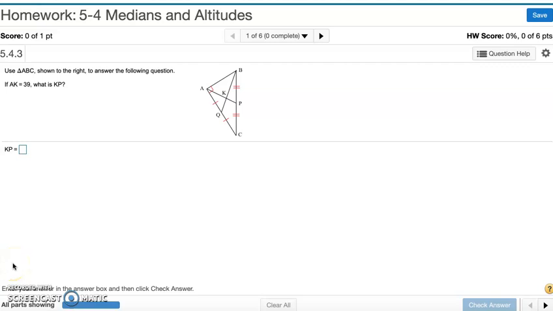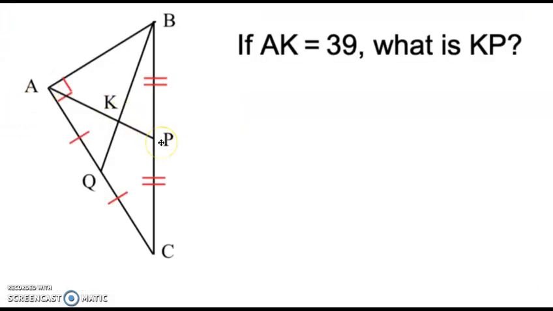5.4. Medians and altitudes. Number 1. Use triangle ABC shown to the right to answer the following question. If AK equals 39, what is KP? So let's take a closer look at that.